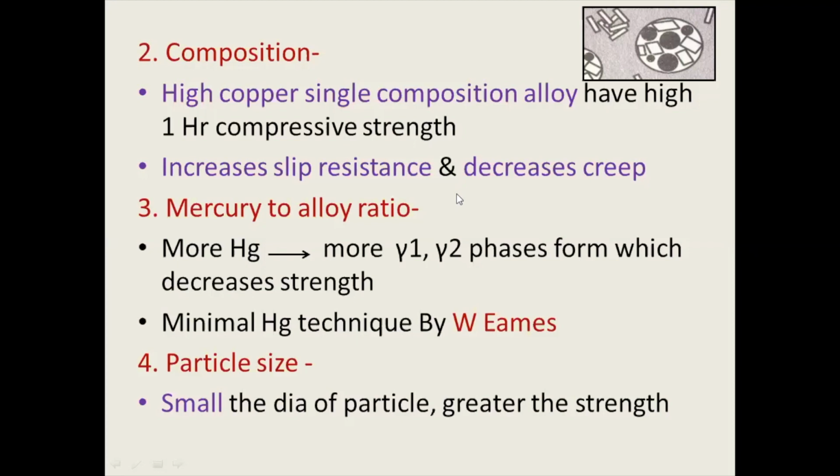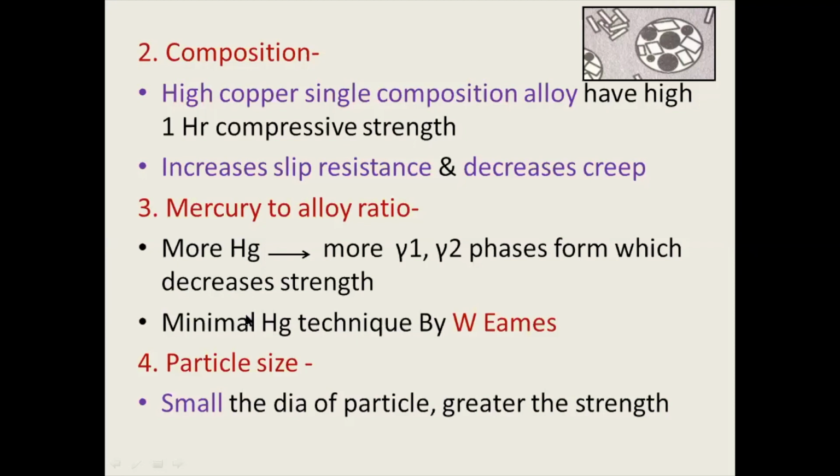But if mercury is present in your mix, it will continue to form and it will decrease the strength. So there is one technique that evolved, known as the minimal mercury technique, invented by W. Imes. That's why it is known as Imes technique also. So here mercury should be used minimally. According to him, the recommended ratio is 1:1 mercury alloy ratio for high copper, and for low copper it is 40:60. So because of this, very little mercury is used while trituration.